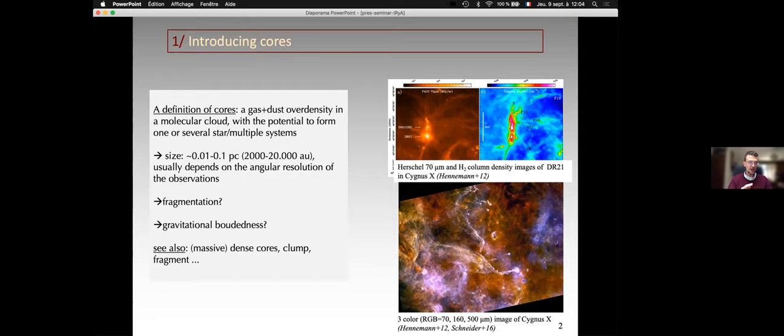First difficulty here is that what people call cores can be objects of different sizes. In my presentation, I will call core structures between 0.01 and 0.1 parsecs. For larger structures, you can find names such as massive dense core or clump. And for smaller structures, some people could call them fragments. Actually, fragmentation is one of the issues with the largest structures, as well as the fact that they are gravitationally bound or not.